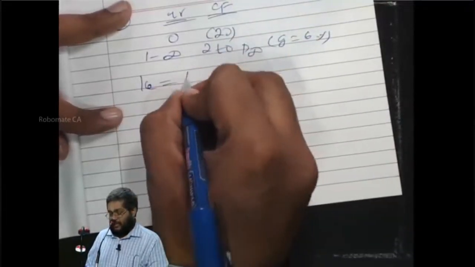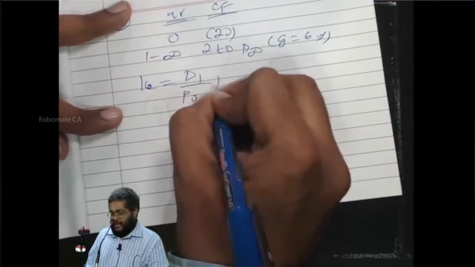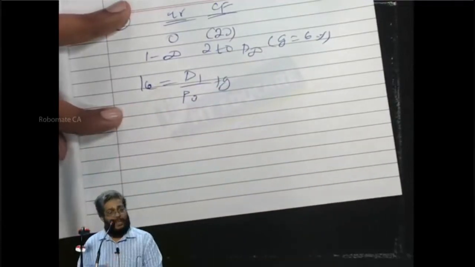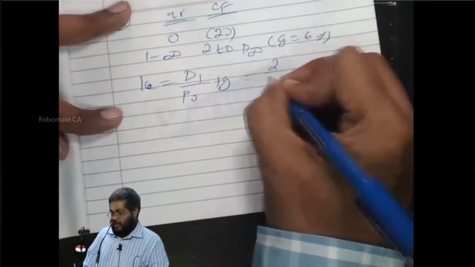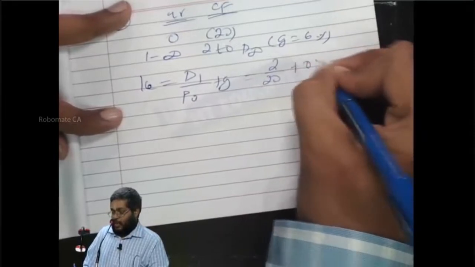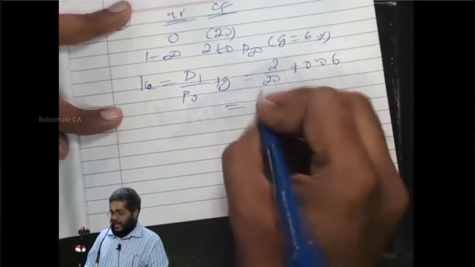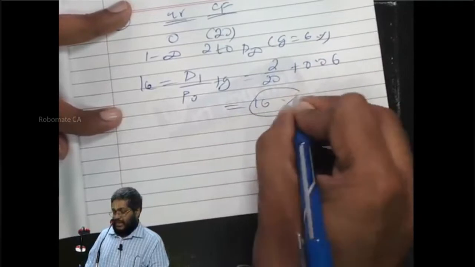KE is equal to D1 by P0 plus G. Now, what is D1? 2. What is P0? 20. What is G? 0.6. Tell me K is how much percentage here? 16%. Right or not?